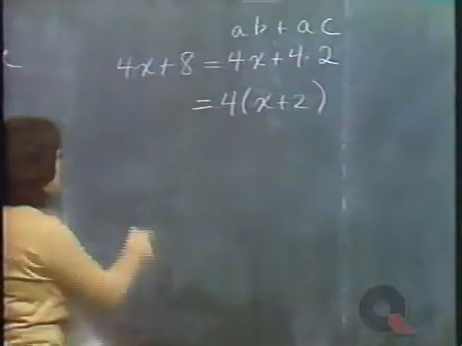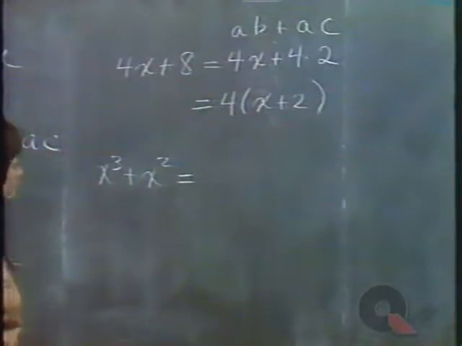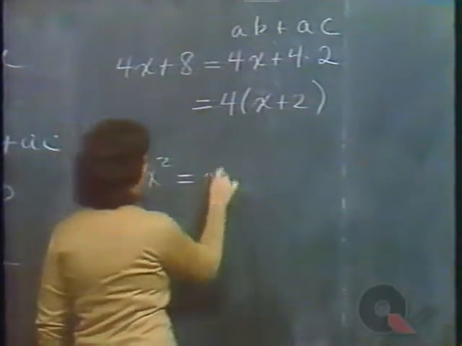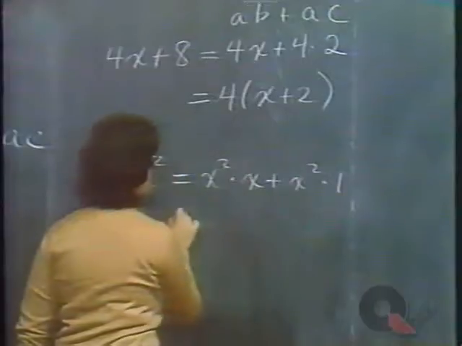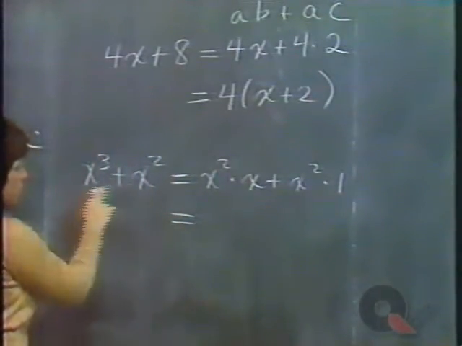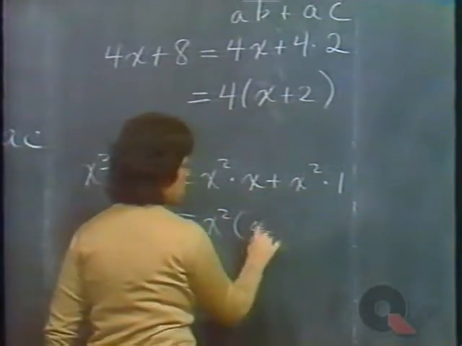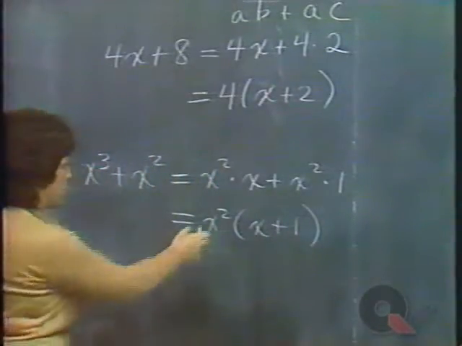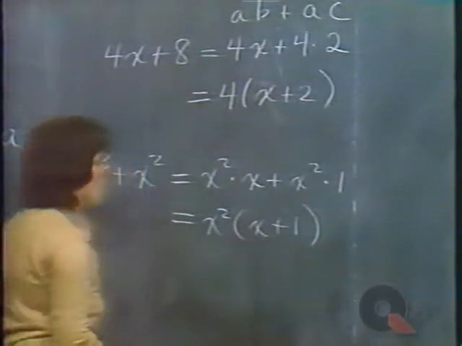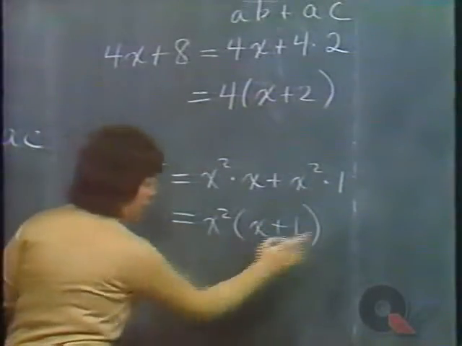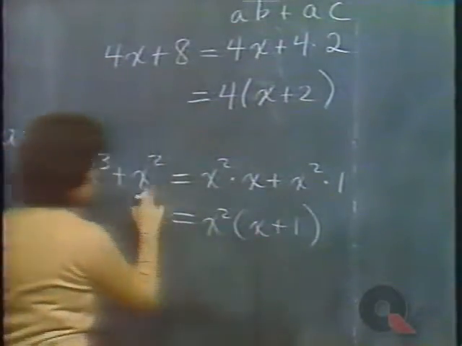Let's try another example. x cubed plus x squared. We can rewrite this as x squared times x plus x squared times 1. We see that x squared is a factor of both of these terms. We can then pull the x squared out in front, and we would be left with x plus 1. In other words, we factor an x squared out of the first term, leaving us with the x. We factor the x squared out of the second term, leaves us with the 1. We can check this by multiplying out, using, once again, the distributive law. x squared times x gives us x cubed, plus x squared times 1 gives us x squared.